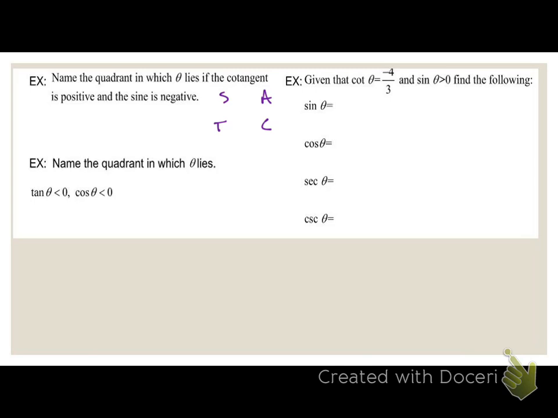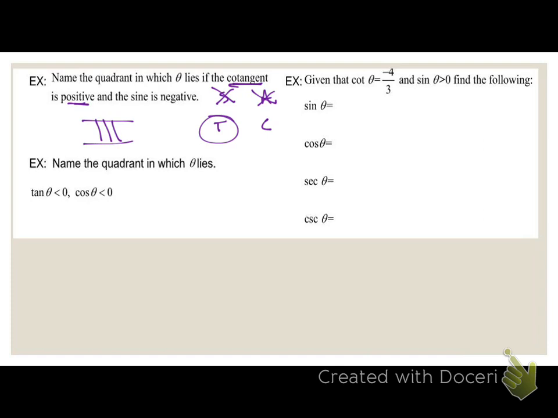If sine is negative, that means we can't be in this or this, right? Because A means everybody's positive, S means sine is positive. So we've got to be in one of those 2 quadrants, right? Well, this says that cotangent is positive, which means that tangent had to be positive. That means we have to be in quadrant 3, right?